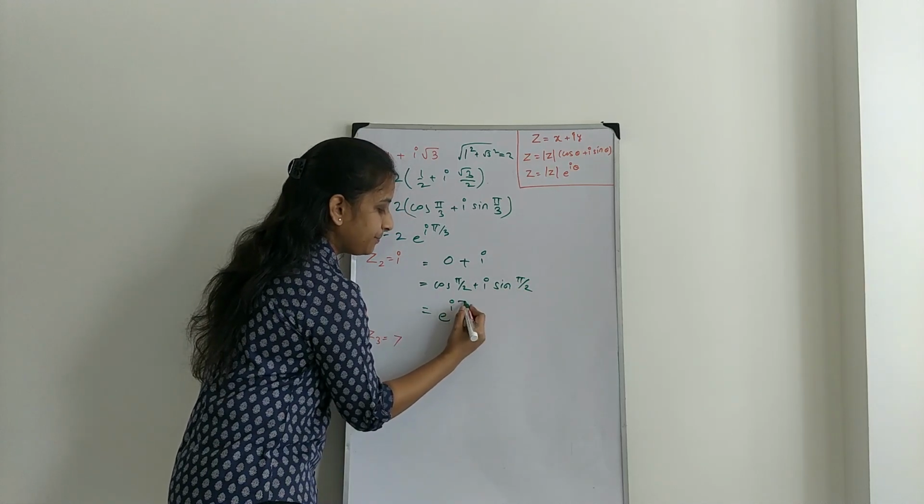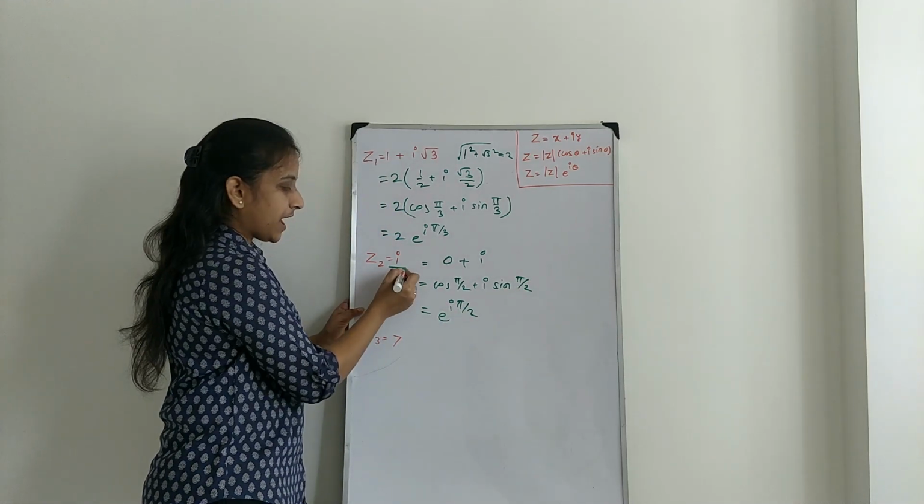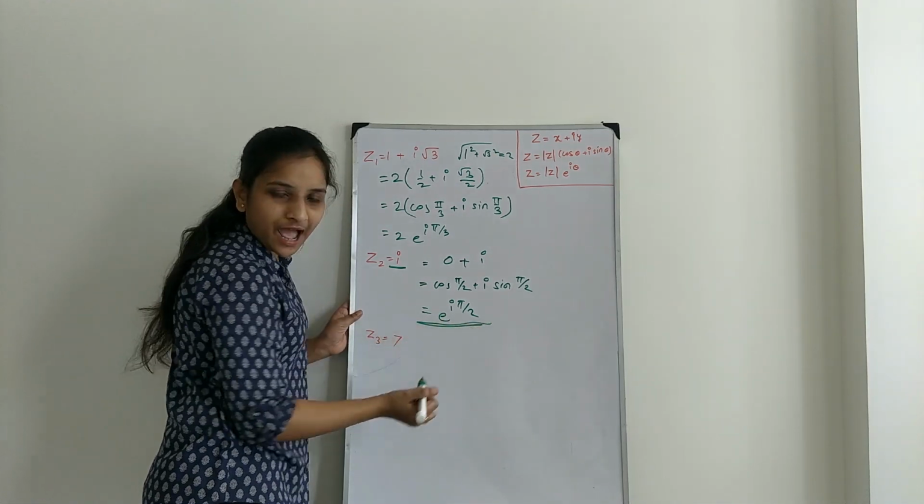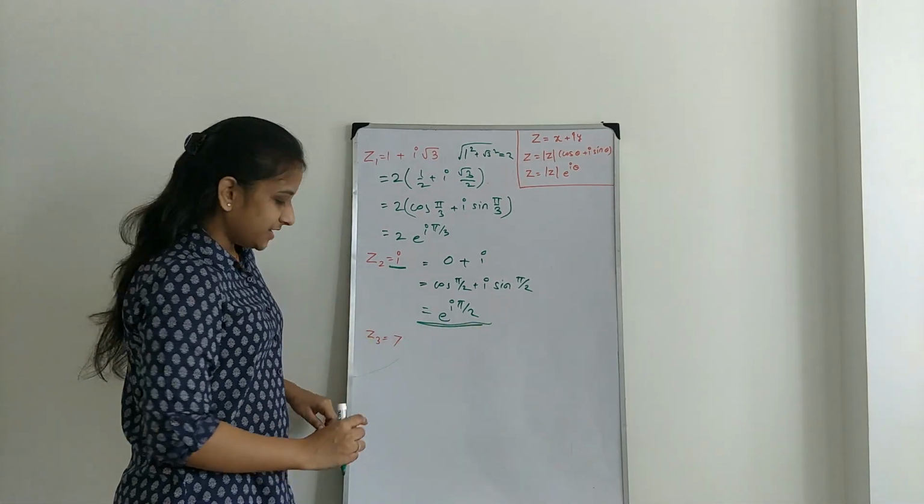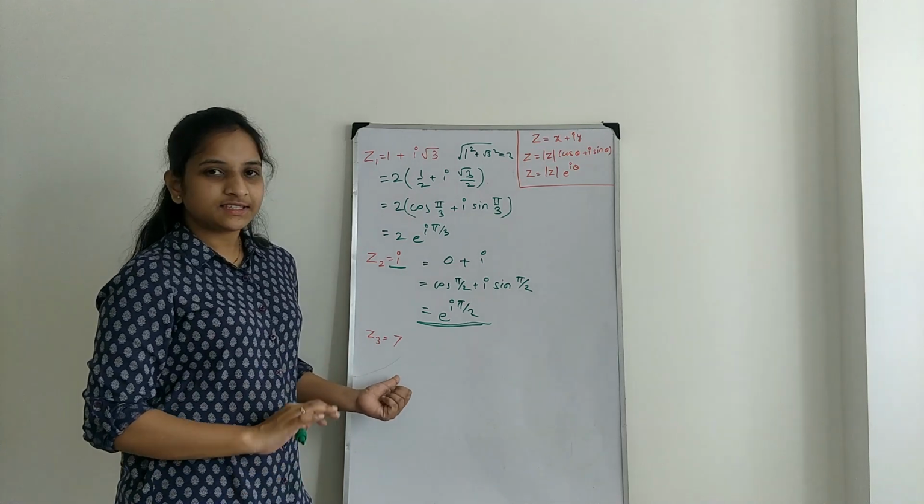Here, e power i pi by 2. So i is equal to e power i pi by 2. Okay. Now the third complex number is 7, just 7.